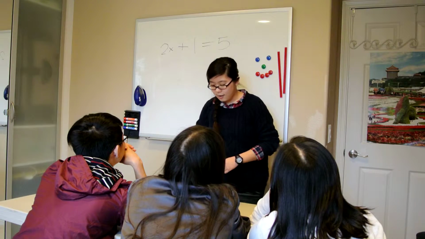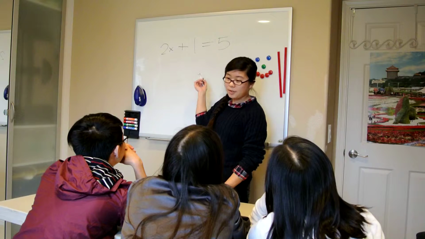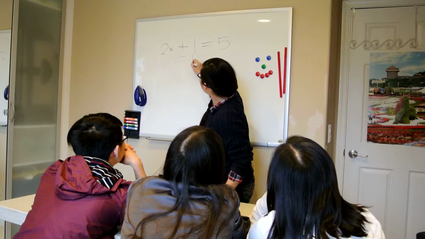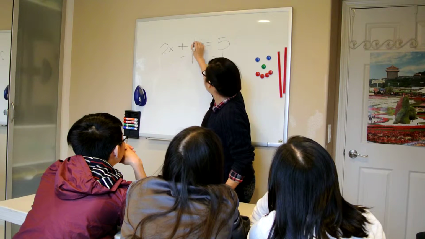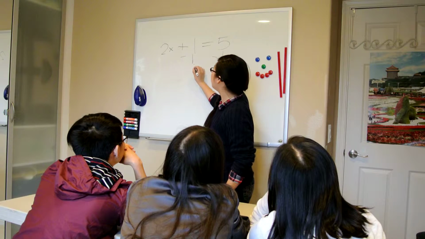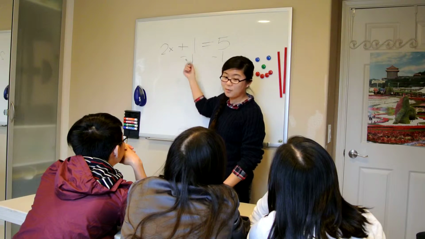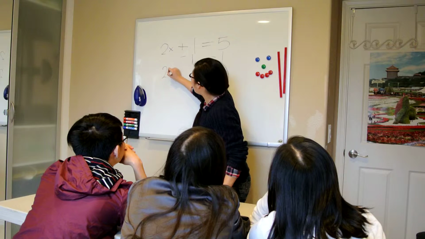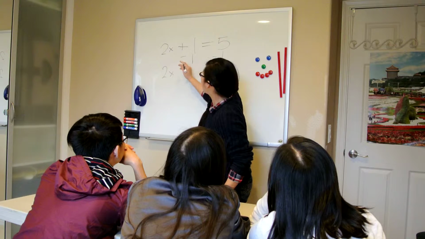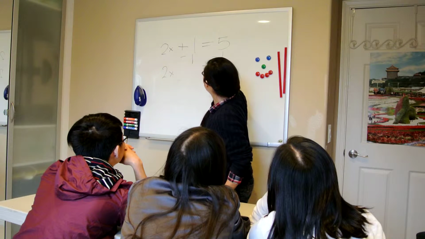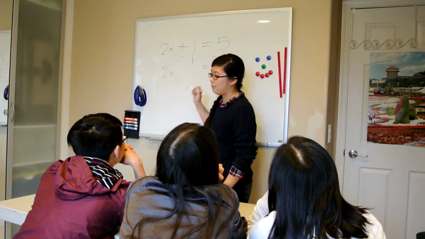So let's start by subtracting 1 from both sides. This way, we're doing the same thing on both sides, and we're able to get rid of this 1 over here, because 1 minus 1 equals 0. So we get 2x plus 0, which we'll just leave blank, equals 5 minus 1, which is 4.